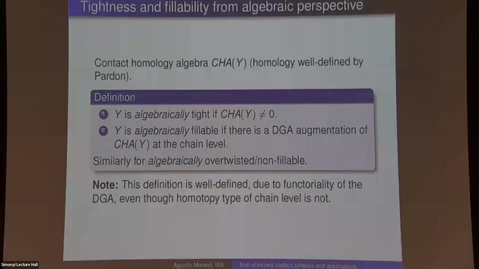There's some sort of algebraic notion, and I just want to make the following note. Despite the fact that at the chain level, the homotopy type of the contact homology algebra is not a well-defined thing, this definition is actually well posed because of the functoriality properties of the DGA. One can use these properties of the DGA to show that this definition doesn't depend on underlying choices. So these will be the running definitions to prove tightness.